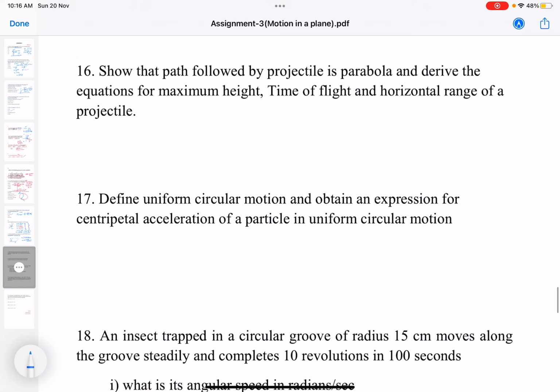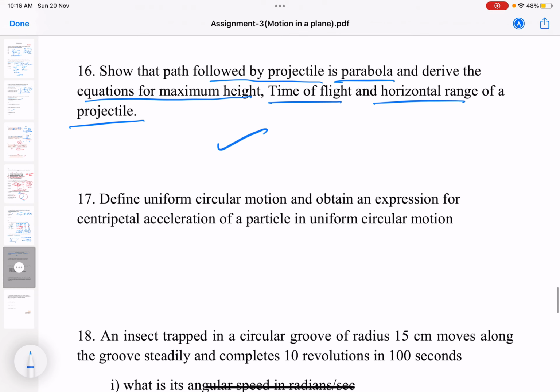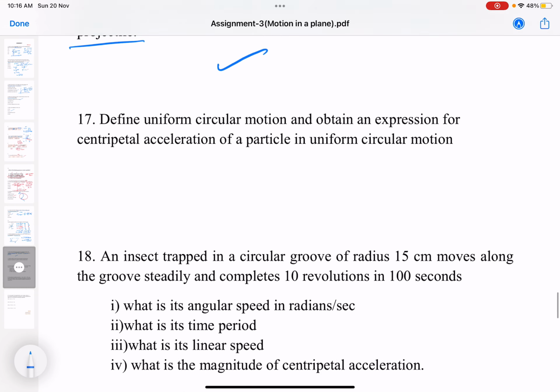Next, 16th question. Show that the path followed by the projectile is a parabola and derive the equations for maximum height, time of flight, and horizontal range of a projectile. Solve this question again in your assignment book.